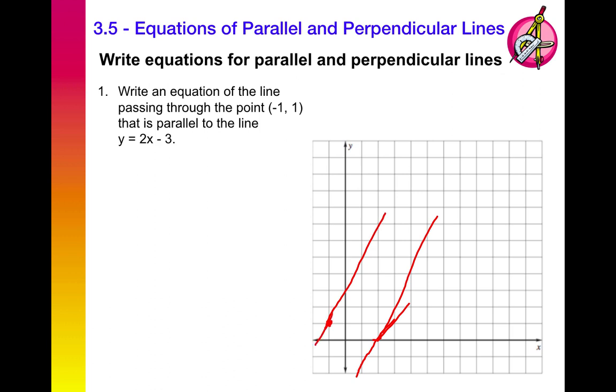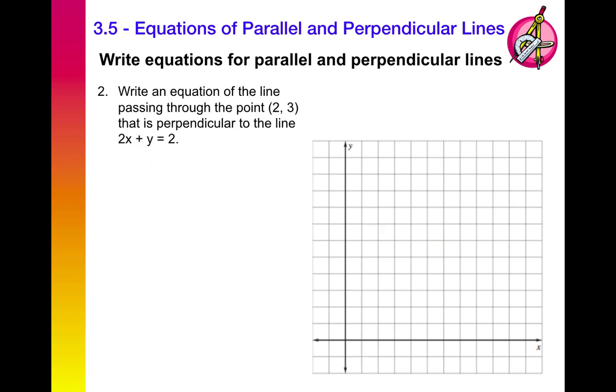Well, the thing that's most important is the slope, and their slope is going to have to be the same. So we're going to use the point slope form, y minus 1, which is what I get from here, is equal to 2 times x minus, and this will be this value here, a -1, which makes this a +1. So this is the equation for the line that passes through the point -1, 1 as parallel to this line.